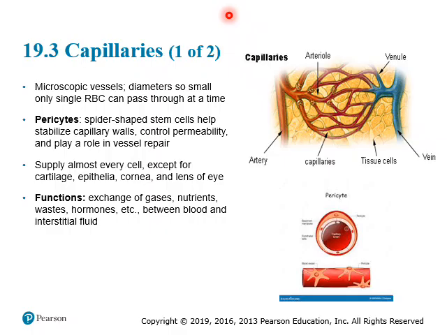So what's the function of the capillary? They are the ones giving gas and nutrients. They are also withdrawing waste, and hormones move through them and into the tissues. Whatever needs to be exchanged between the blood and the interstitial fluid, the capillary does it.